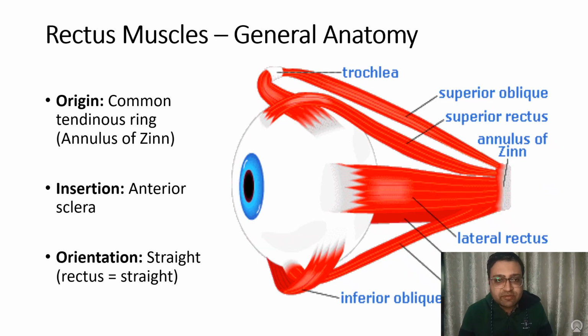Now, first of all, let us start by learning the general anatomy of the rectus muscles. You can see here the rectus muscles originate from the annulus of Zinn, which is a common tendinous ring. They get inserted onto the anterior part of the sclera. Rectus means straight, and hence their orientation is straight.